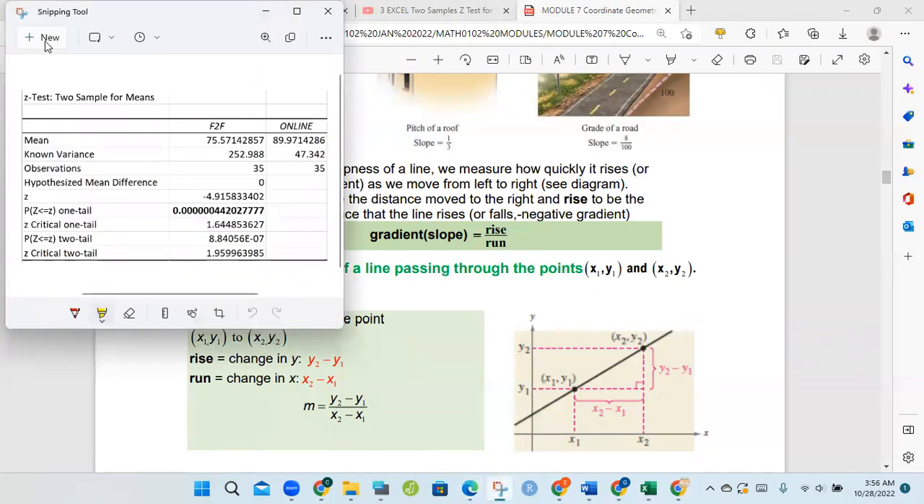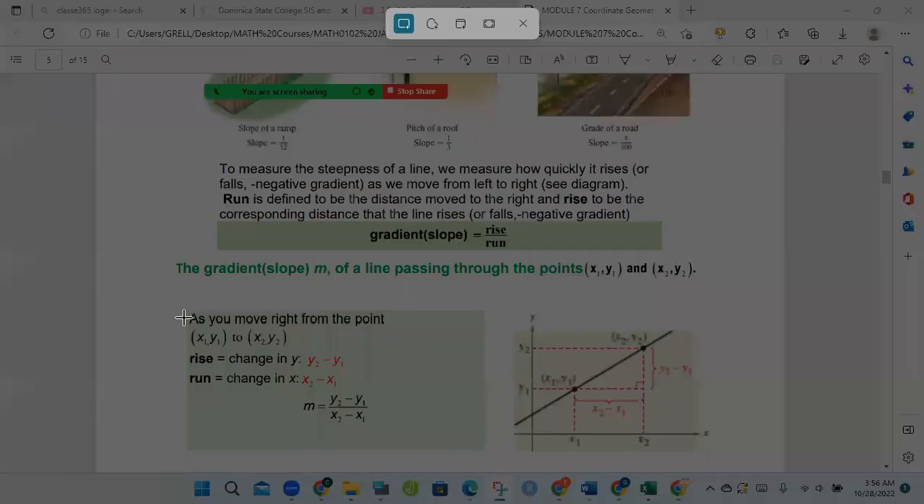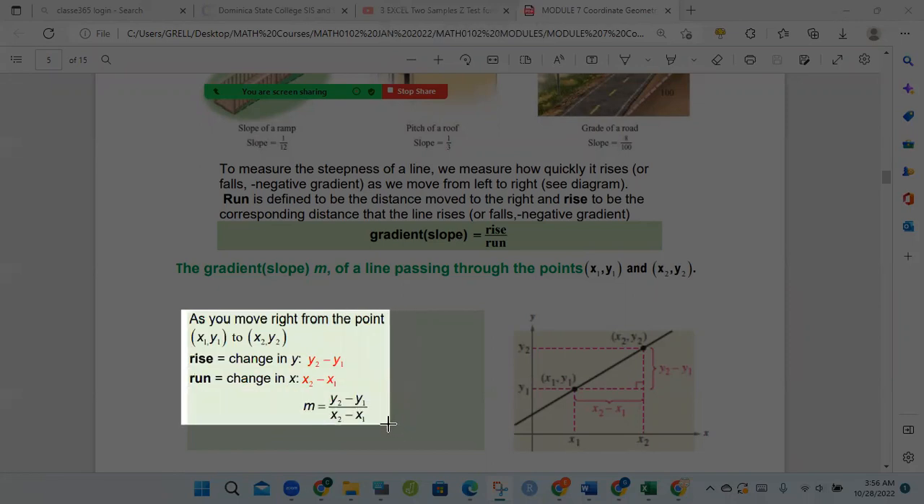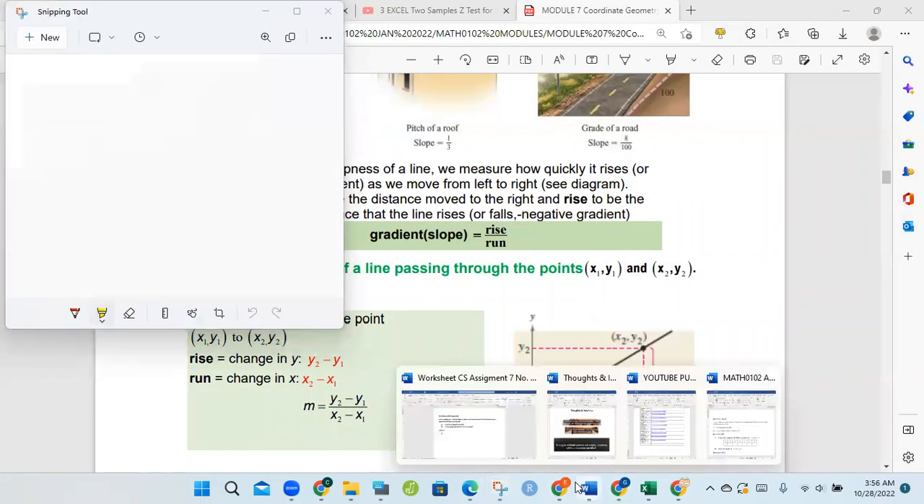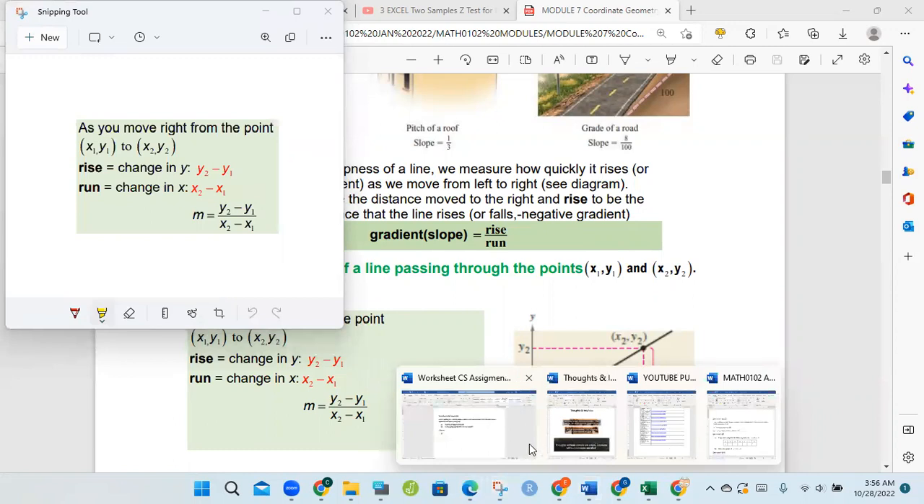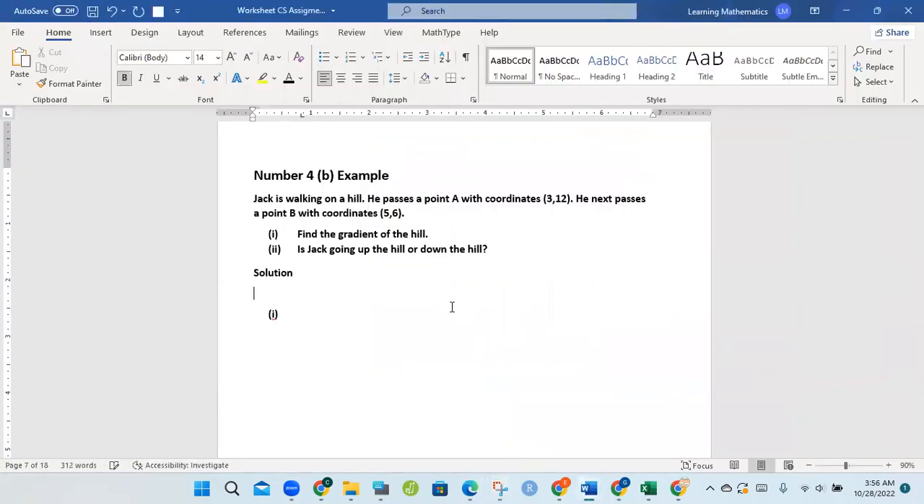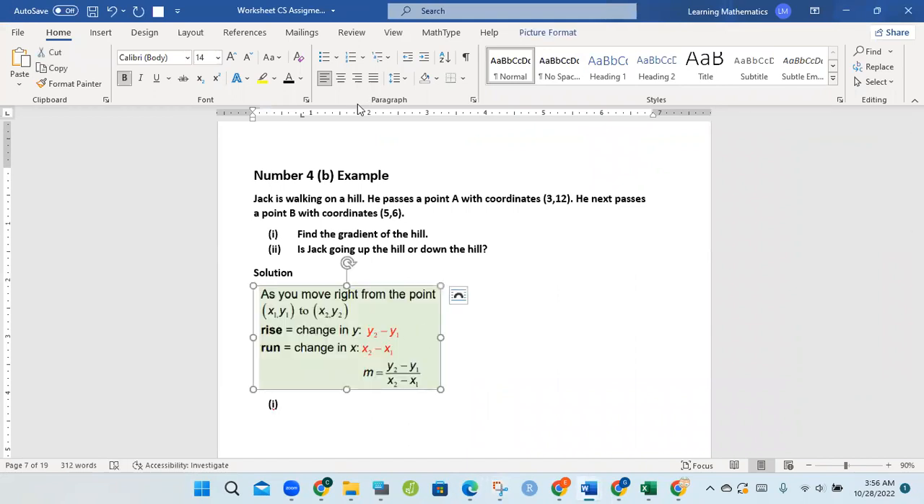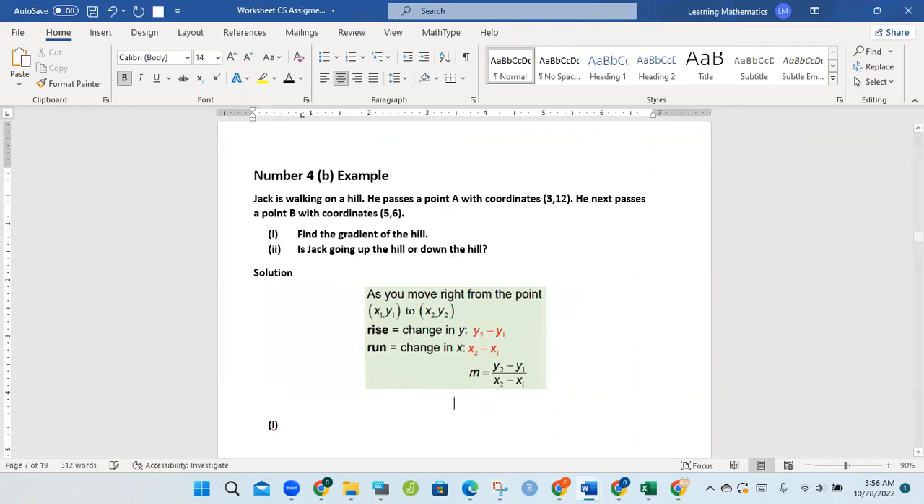So we are going to make a copy of this formula and place it in our worksheet. What we need to do is to label the coordinates of the 2 points so that we can substitute into the formula for gradient. So we have points 3,12, and we've got points 5,6.